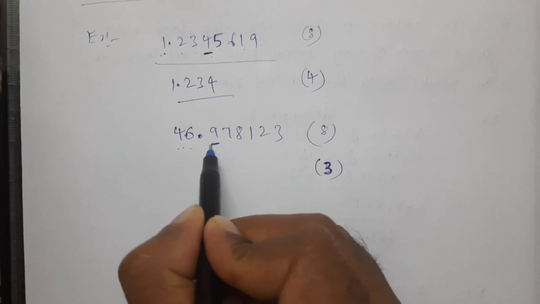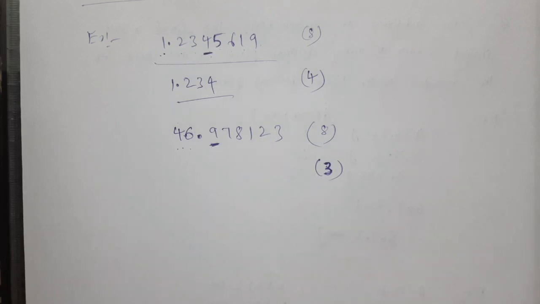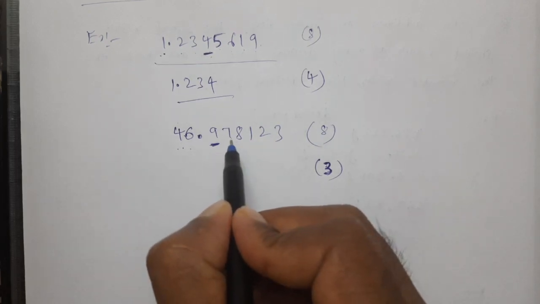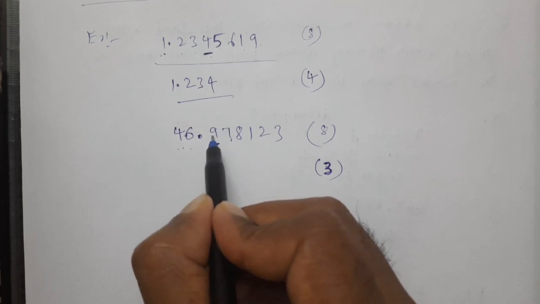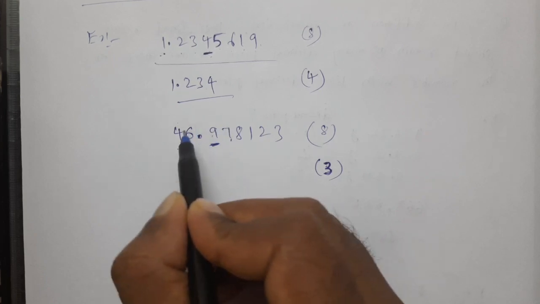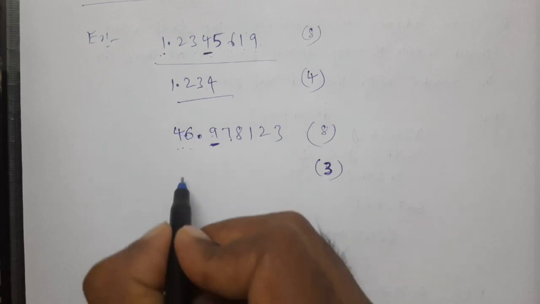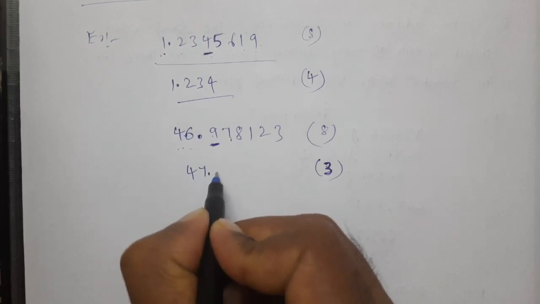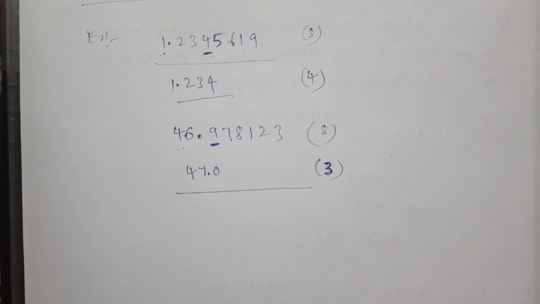So this one we want to round off. We check the next digit, the fourth digit. It is 7, so it is clearly greater than 5. So we have to add 1 to the previous digit. When we add 1, it becomes 10, so that means here it becomes 7. So 47.0. This is the way we have to round off.